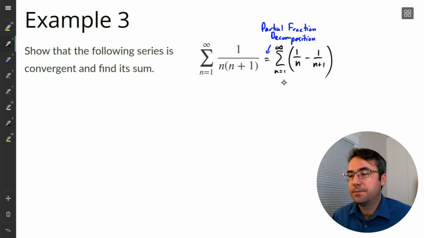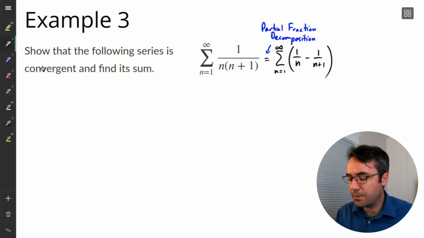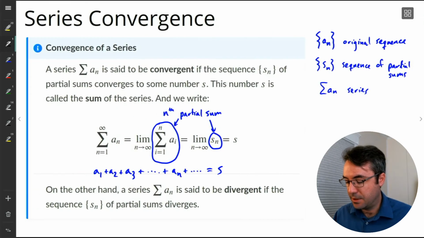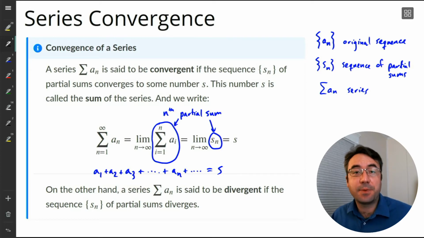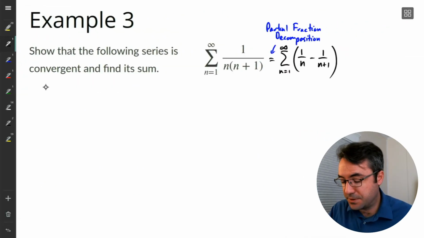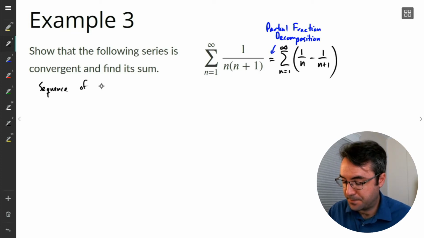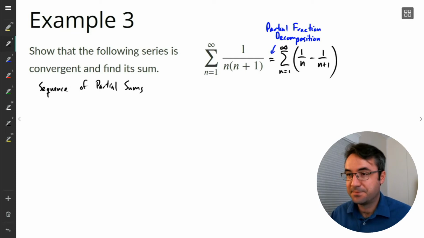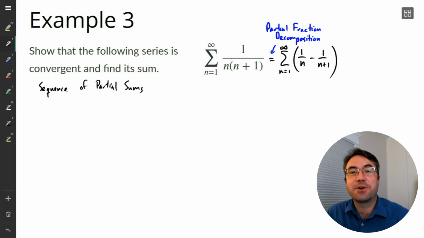All right, so when we want to investigate the convergence of a series, let's go back to our definition for a second. What do we need to do? We need to evaluate the limit of our sequence of partial sums. So we need to find our sequence of partial sums. So let's start writing out the first few terms of our sequence of partial sums. And this is where the fun happens.